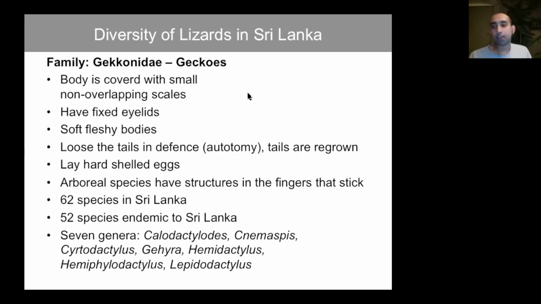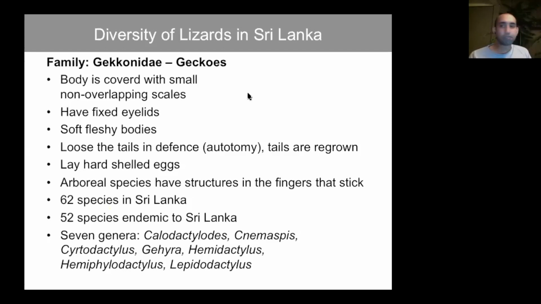So they can do this voluntarily, right? We call that phenomenon autotomy, caudal autotomy. Once they lose the tail, they can regrow it, right? Geckos lay hard-shelled eggs. The geckos also have these structures in their fingers, especially the arboreal ones, that allow them to attach to the surface.